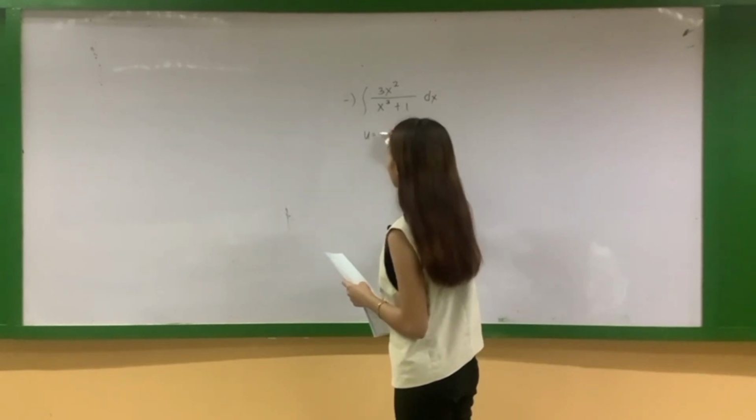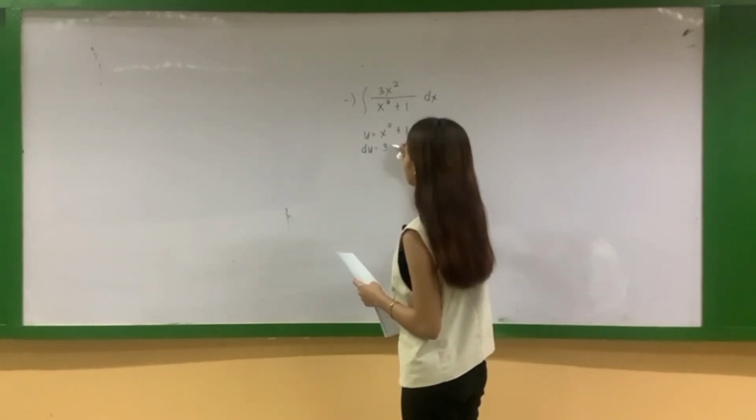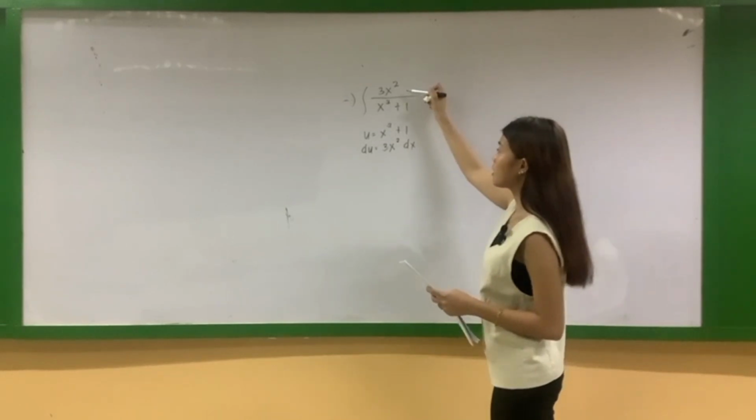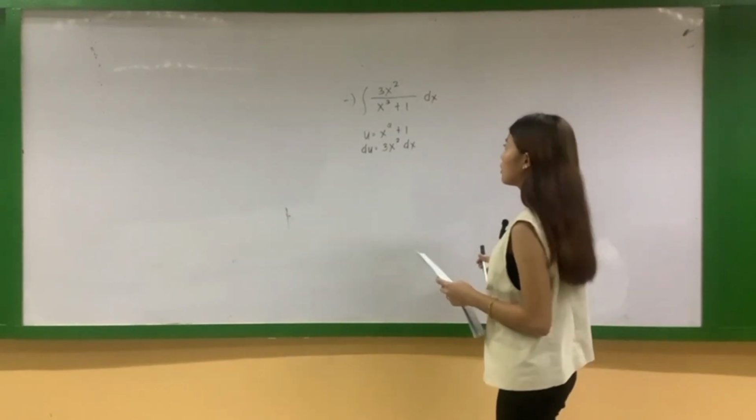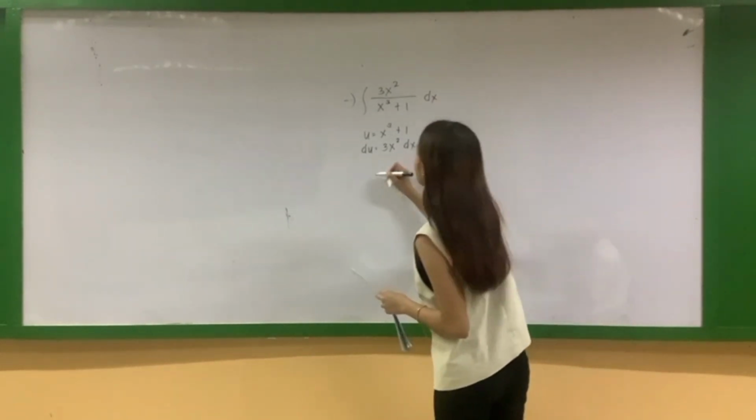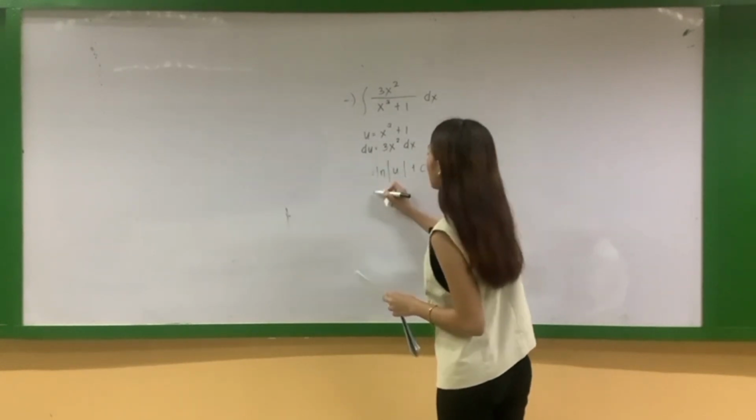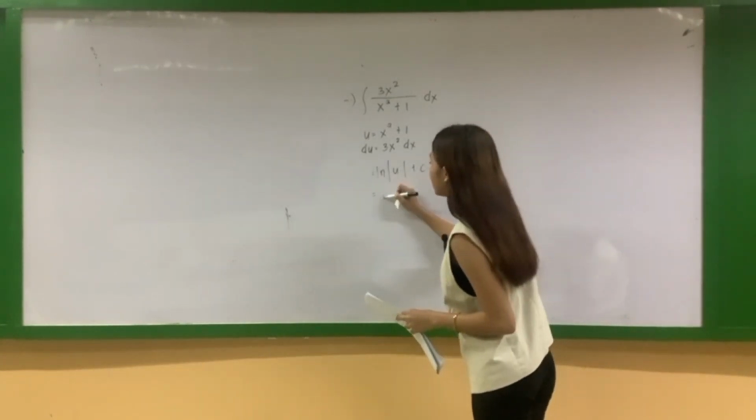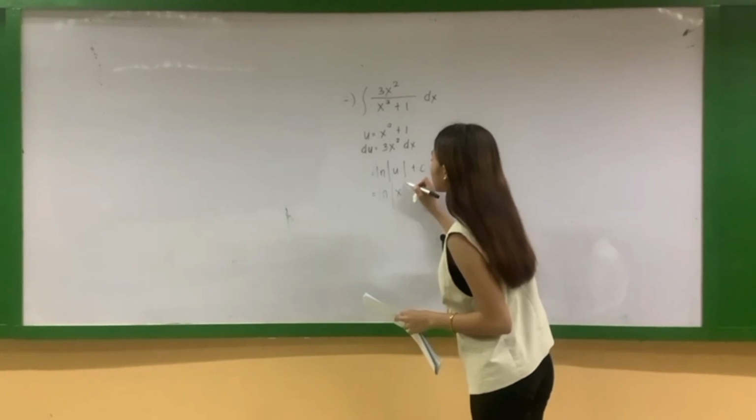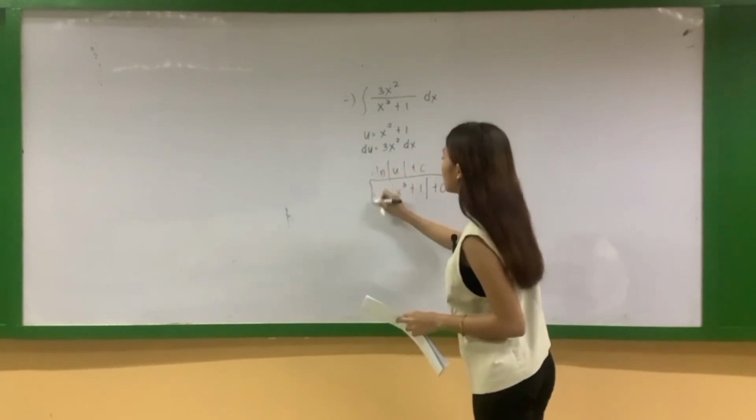Let u equal x cubed plus 1 and du as 3x squared dx. And we can see here that the numerator is the derivative of the denominator. So we can apply here the natural log function, which is ln the absolute value of u plus c. And we can now use the u substitution. ln of x cubed plus 1 plus c. And we have our final answer.